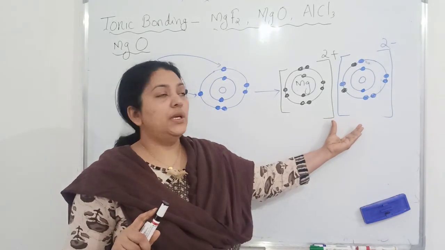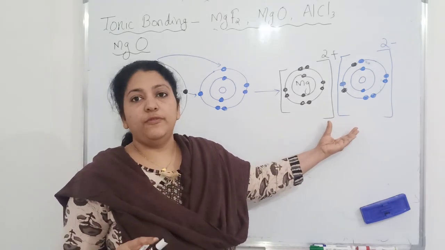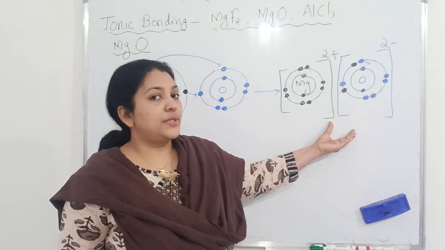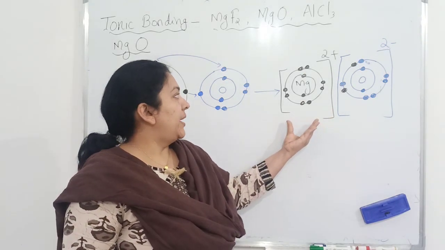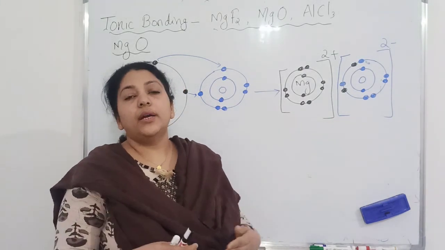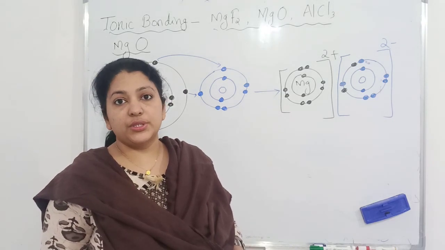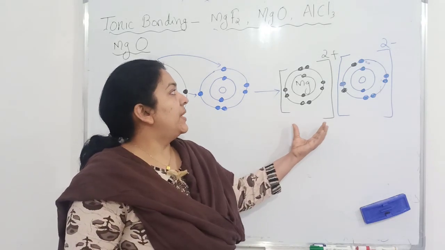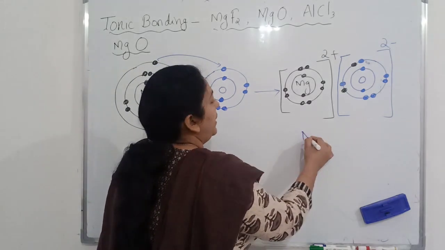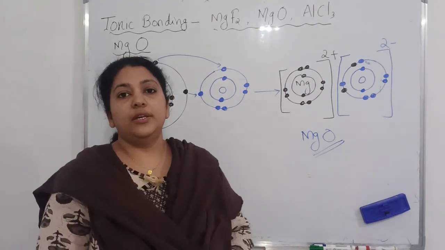Remember, after non-metal ions: oxide, chloride, fluoride. Now not oxygen, oxide. So that's a rule. Now what happened? Magnesium ion and oxide ion will attract each other and make a very strong electrostatic force of attraction between them and make a bonding, that is MgO, an ionic compound MgO. Hope it is very clear to you.